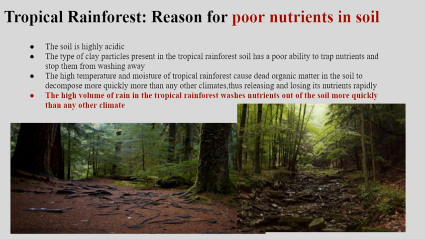So this slide is going over the reasons for the poor nutrients in the tropical rainforest soil. Go ahead and pause this slide so you can read the first 3 bullet points on your own, as I am going to be focusing on this last red bullet point right here. It says that the high volume of rain in the tropical rainforest washes nutrients out of the soil more quickly than any other climate. So the high volume of rain is going to be the biggest reason for the poor nutrients in the soil for the tropical rainforest.